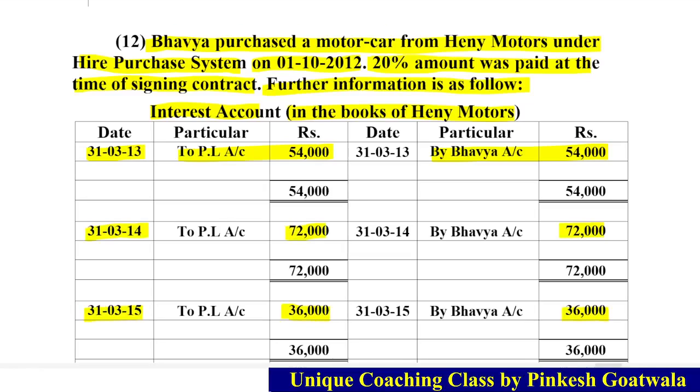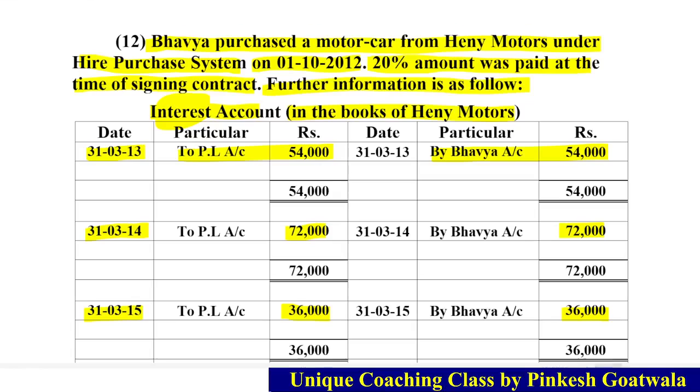So by this account what we get, indirectly we know that it is an interest account. Okay, and the interest account is balanced every year, and from the interest account what can we get? We get the amount of interest, right? What will come in the interest account? We transfer the journal regarding interest to the interest account.